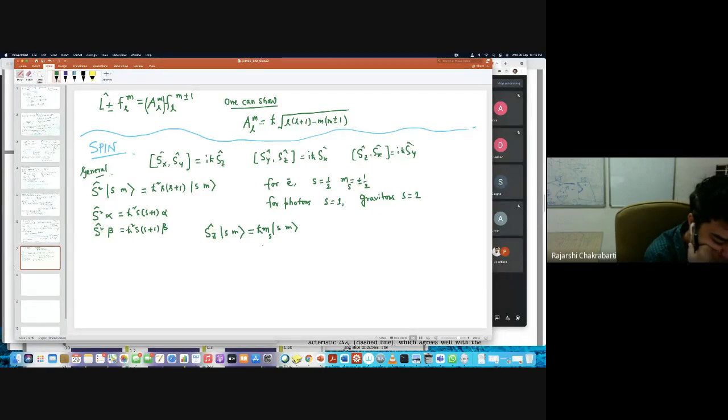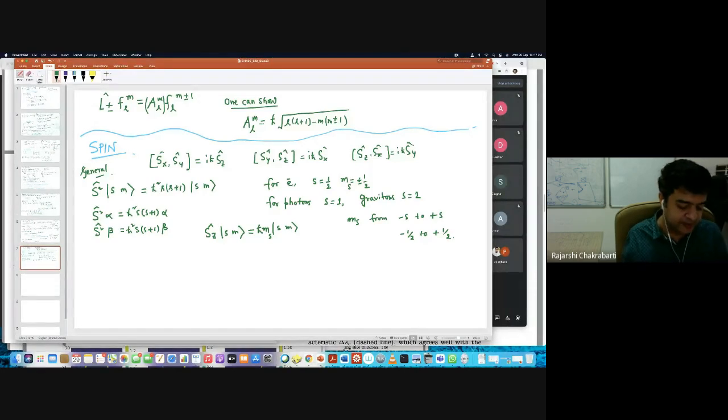Is this fine so far? And m, or ms, varies from where? Minus s to plus s in integer steps, no? So for electron, ms has to be from minus half to plus half, in integer steps. So it has to be two states. Is this clear to all of you? Is this clear? Just tell me. It's very important that it's clear.